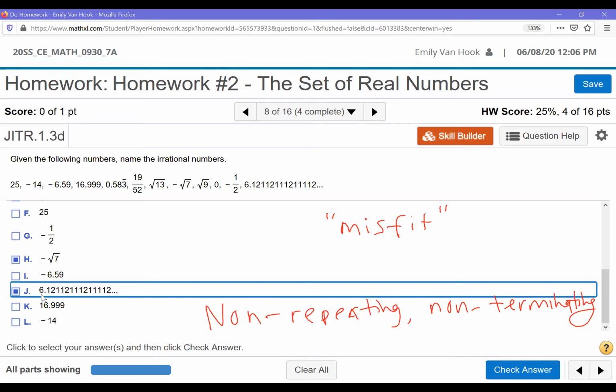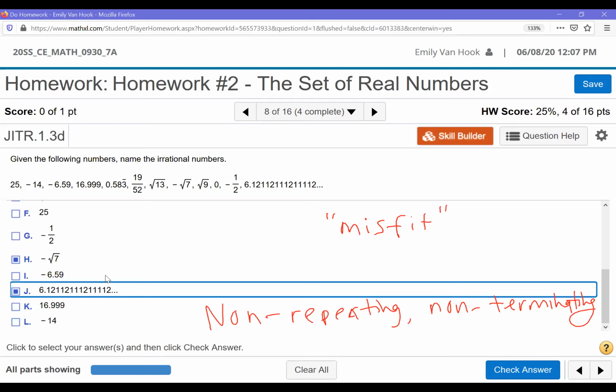It does not repeat. I know it kind of looks like it does, but that list of ones will just continue to grow and grow and grow forever, and it does not end. Okay, and I think that is it. So that's a nice long list here. 16.999, that ends. Okay, so don't choose that one. We're only choosing non-repeating, non-terminating decimals.